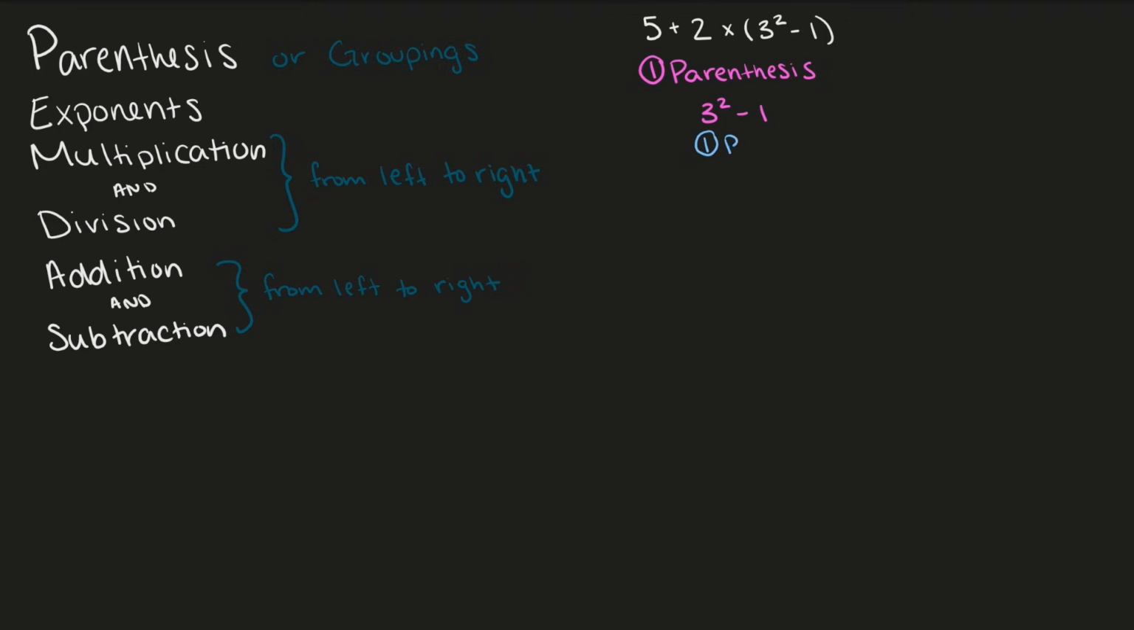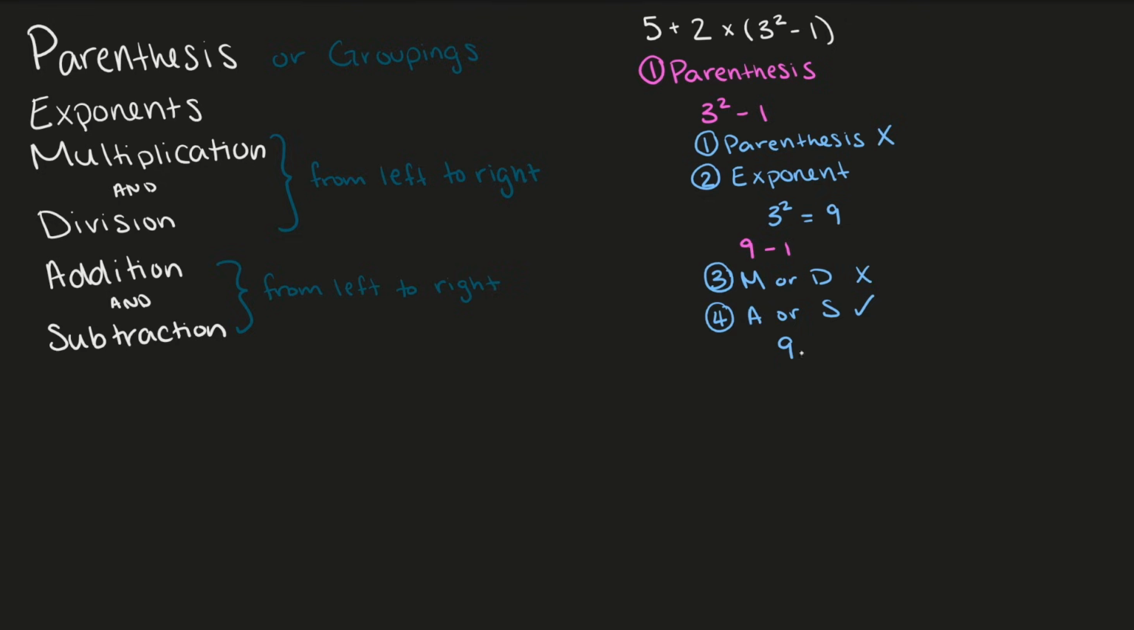We don't have another set of parentheses, so we don't have to worry about that. We do have an exponent, so 3 squared is equal to 9. So this now becomes 9 minus 1. We don't have any multiplication or division, so we don't have to worry about that. Next is our addition and subtraction from left to right. We do have subtraction, so we'll perform that operation, and 9 minus 1 is equal to 8.